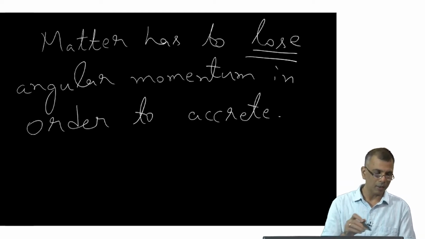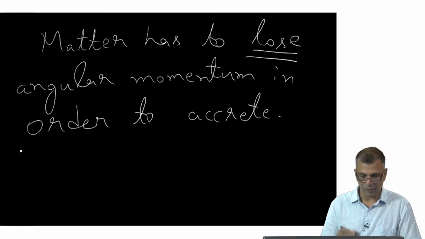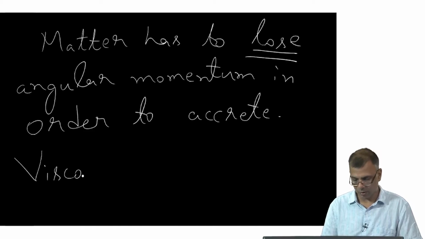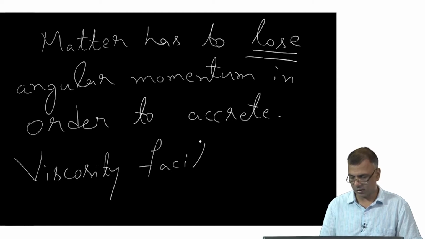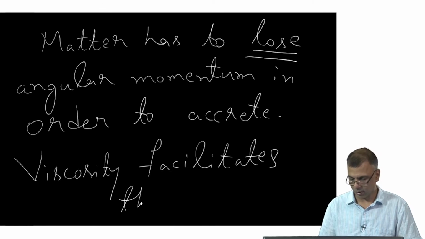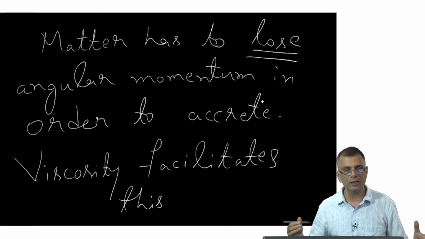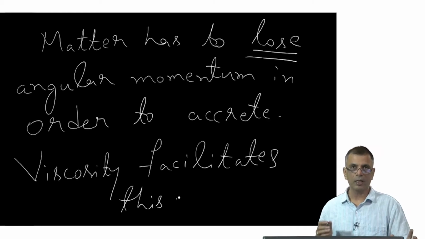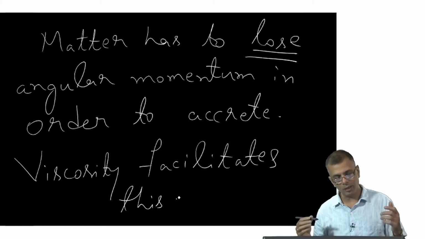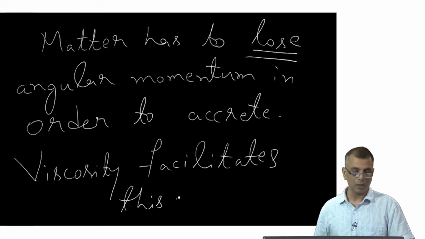Okay, and the process of viscosity facilitates this. What do I mean by this? The loss of angular momentum. So viscosity facilitates accretion, disk accretion. Disk accretion is closely tied with viscosity, technically speaking, shear viscosity. Before actually discussing the azimuthal component of the momentum equation, can we say a little more about viscosity? Sure, we can.